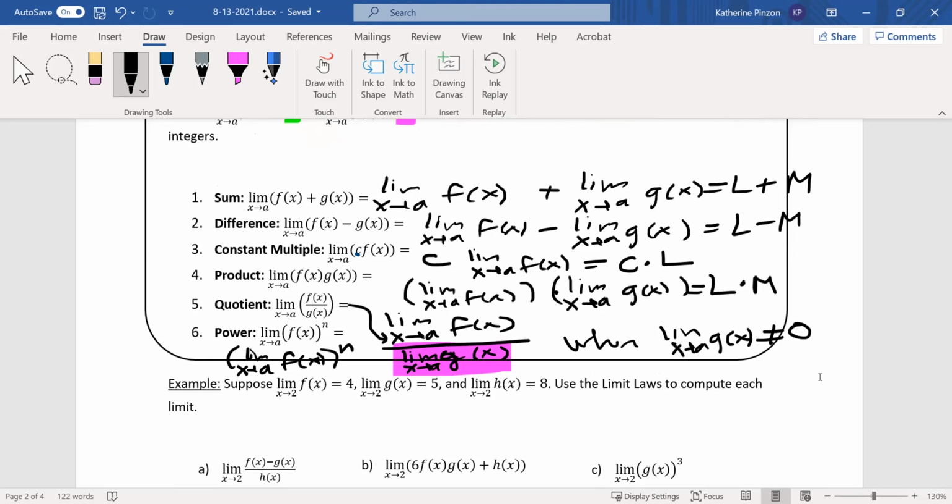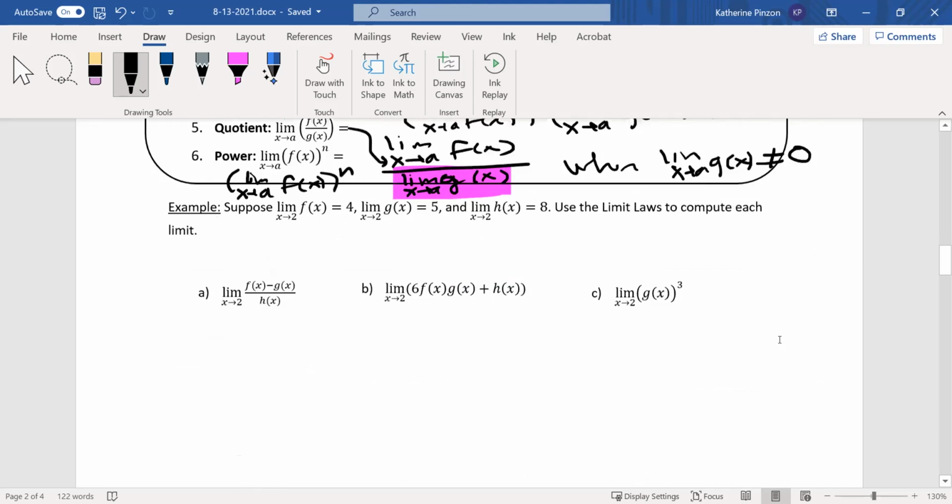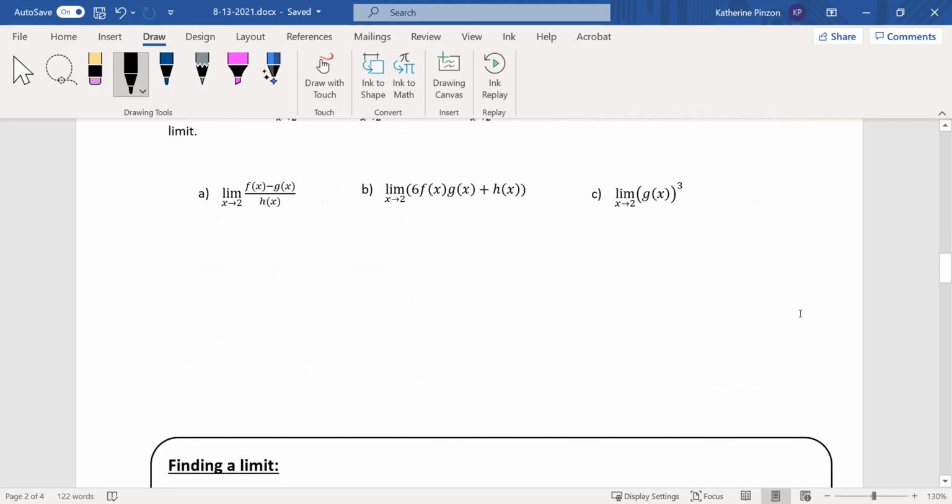So basically, I'm going to use these rules. I'm going to use the quotient rules. I'm going to use the difference rules. I'm going to use the power rules. And I'm going to rewrite each of these limits into these 3 pieces that I know, into what happens with f, what happens with g, what happens with h. Okay. So I'm going to do the first one kind of detailed. And then for the rest you'll be like, I don't need to write all that down. I can just do it without that.